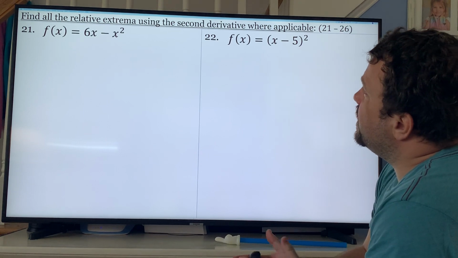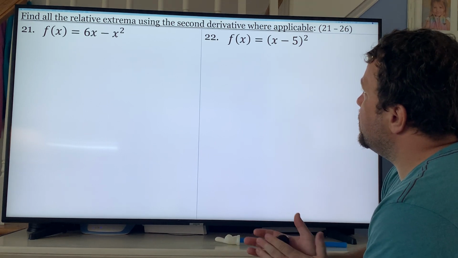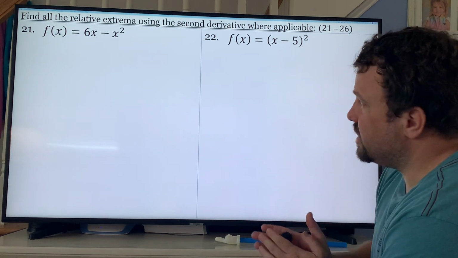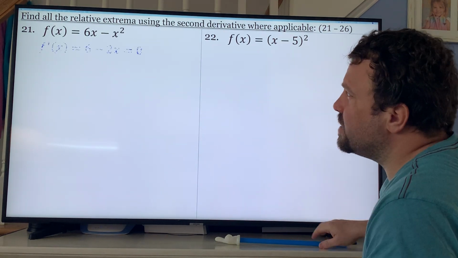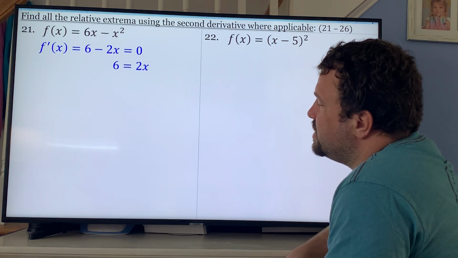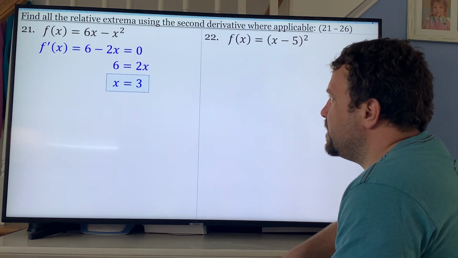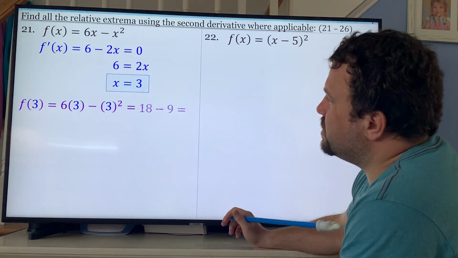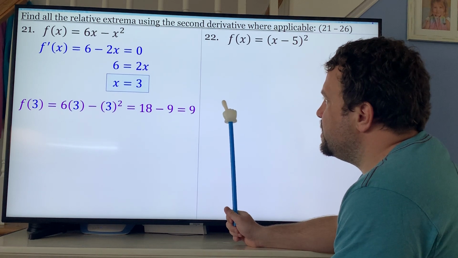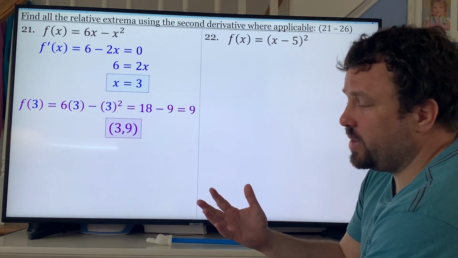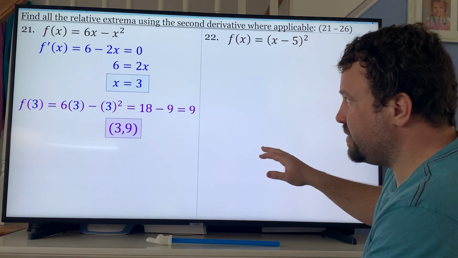So I want you guys to find the relative extrema using the second derivative for numbers 21 to 26. So, first thing, take the first derivative. All right, set it equal to 0. X equals 3. All right, so take your 3, plug it into the original equation, and you get a point which is 9. So my actual critical point is 3, 9. That's where my graph's going to go from increasing to decreasing.